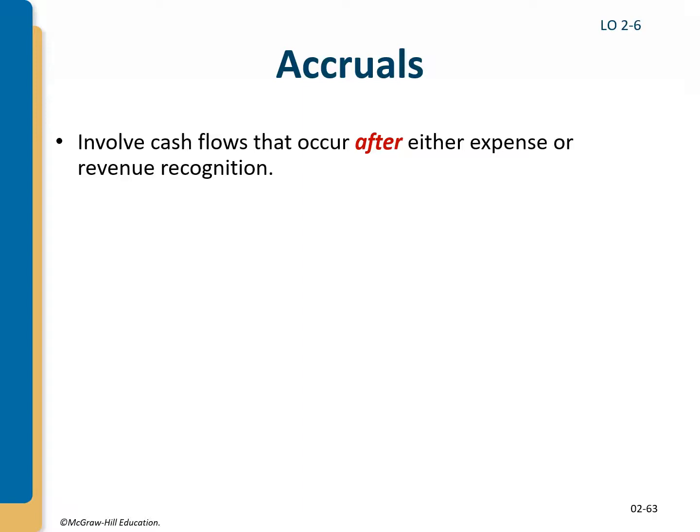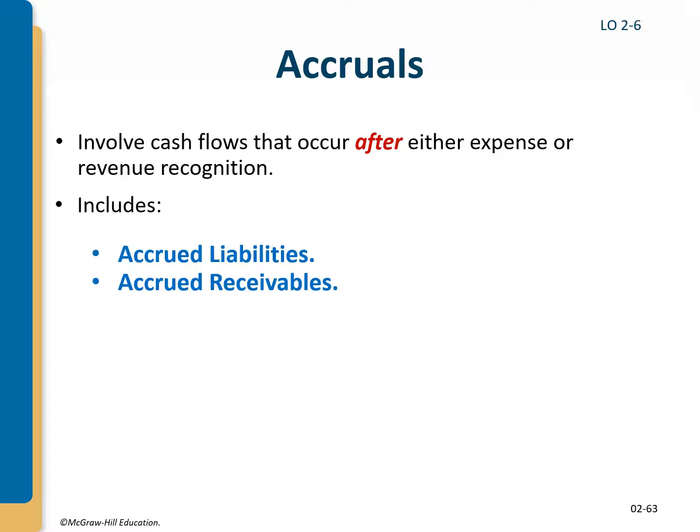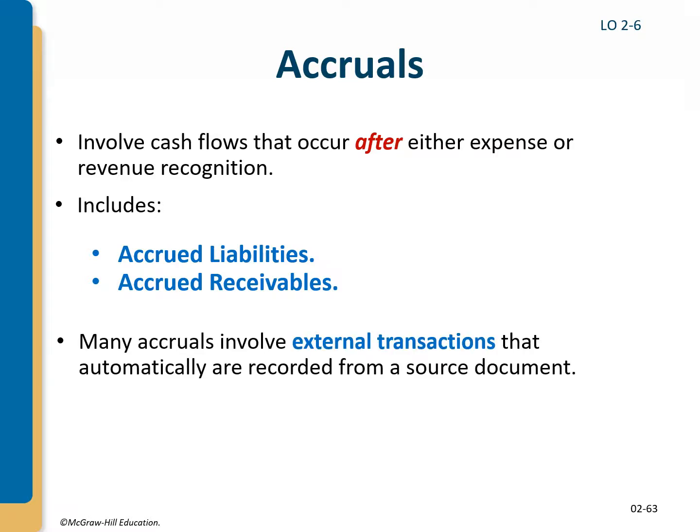We have revenue. It includes accrued liabilities and accrued receivables. So accrued liabilities would be related to expenses that have occurred but have not been recorded yet. Accrued receivables would be related to revenues that have occurred that have not been recorded yet. So let's take a look.